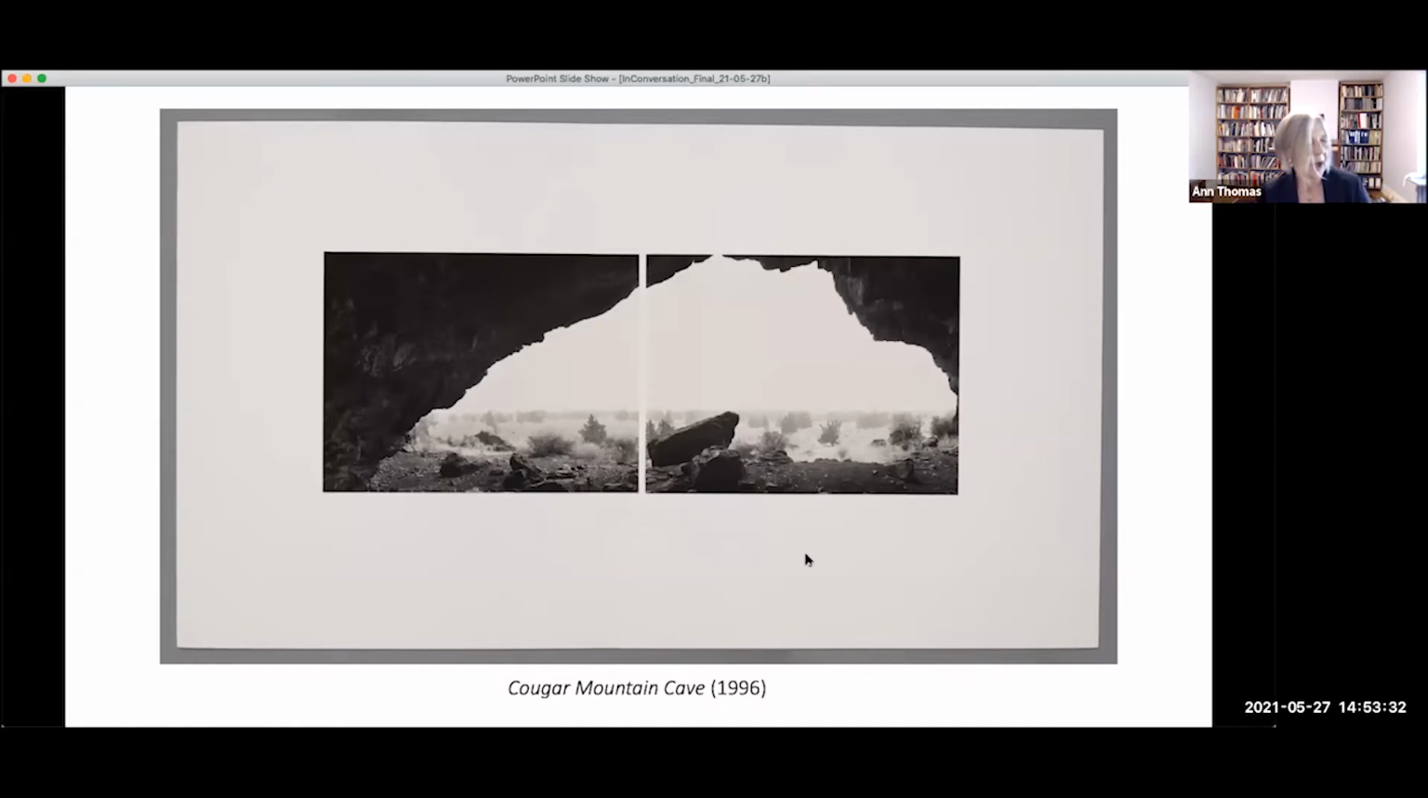Yes, thank you. A more graphic image is this diptych of Cougar Mountain Cave, made in 1996. It relates to Ruwedel's epic Ice Age project, already alluded to, chronicling the evidence of human activity by way of footpaths, sleeping circles, among other ancient markings on the earth. Next slide.